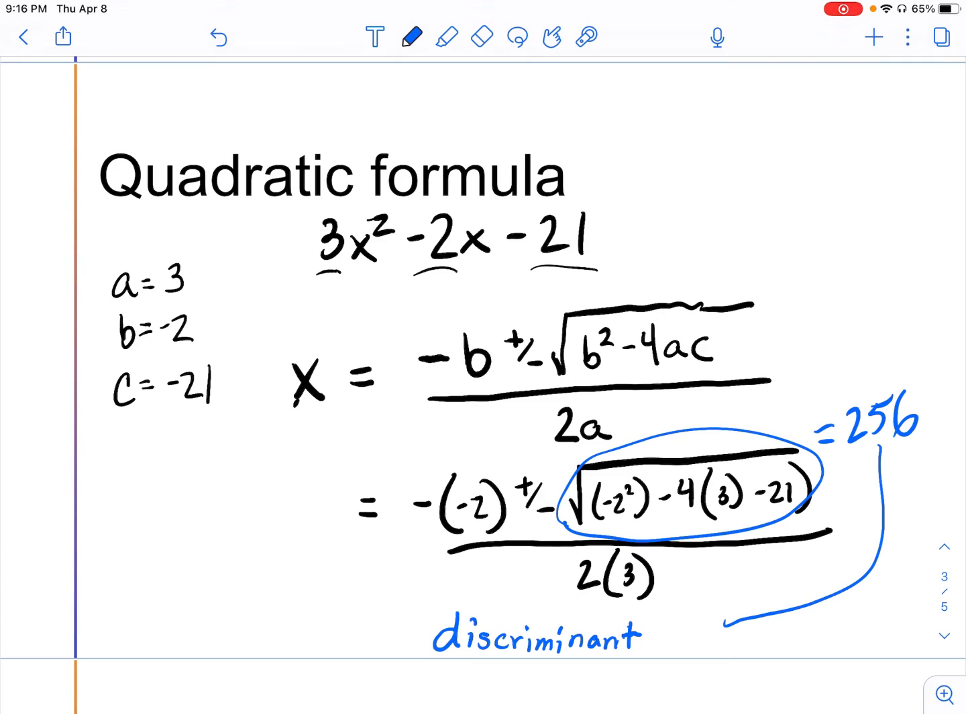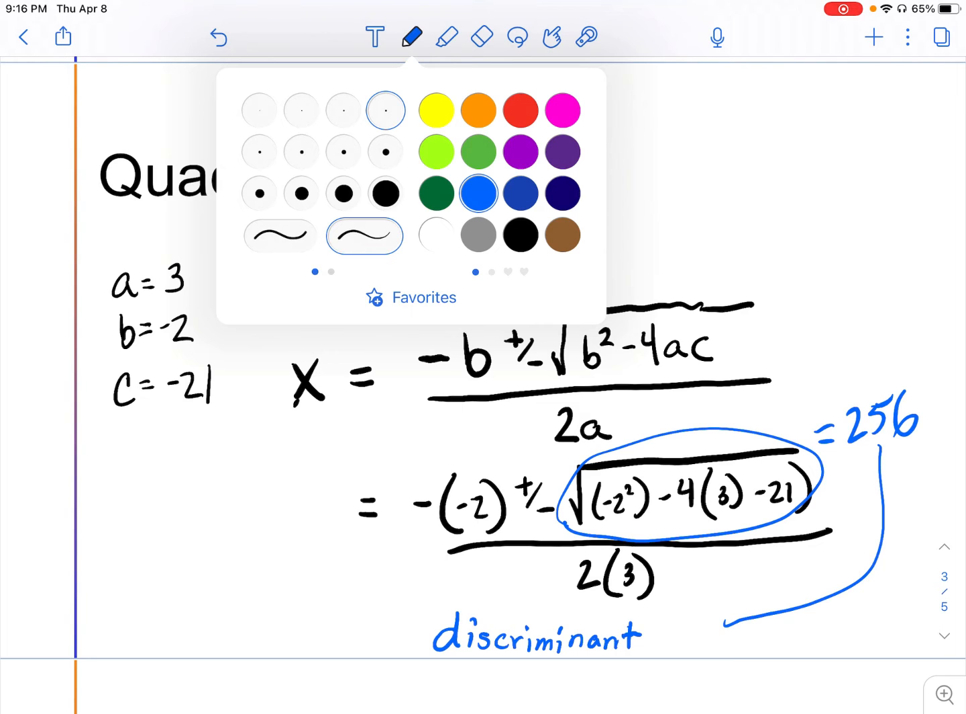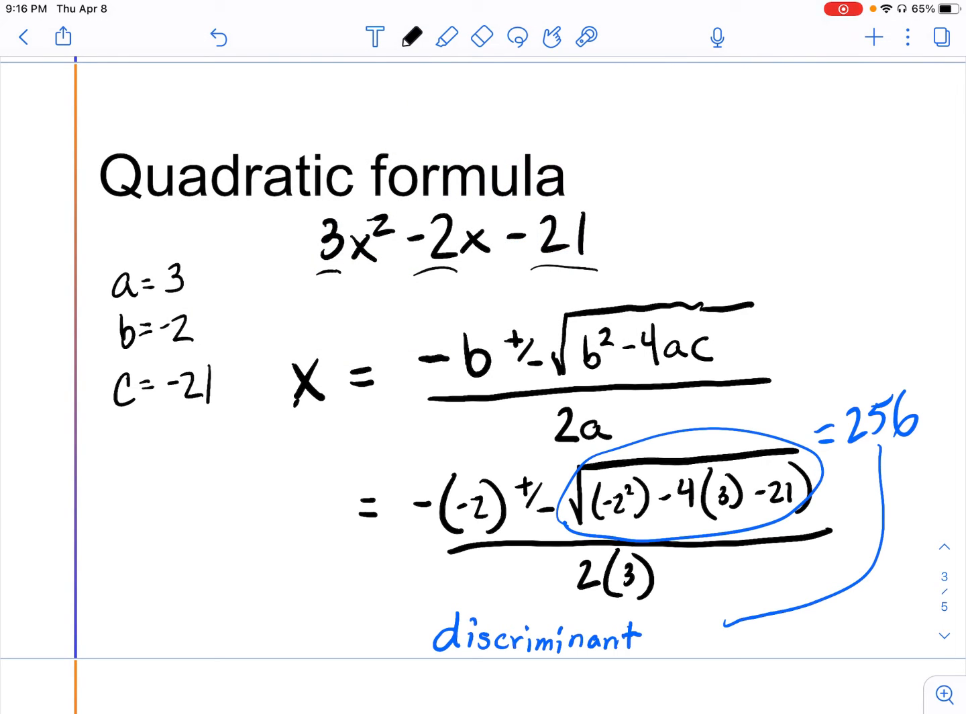The discriminant. And what it's important for you to know is whether or not your discriminant is positive or negative. So in this case, if I go on to solve this equation, I'm going to get negative, I'm going to go ahead and do -2, so +2 plus or minus the square root of 256 over 6. So I could go ahead and solve that and get an answer, and yay, we'd all be happy.